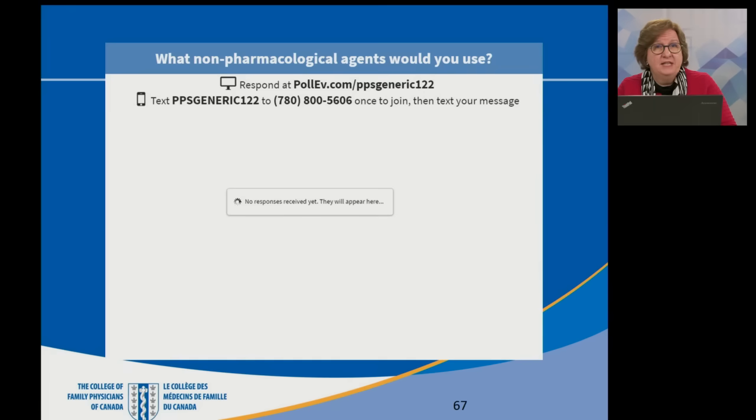And this is our last polling question. I think we're more comfortable with non-pharmacological interventions in the lower extremity than we are in the hand. So I'd be interested to see what you feel might help her.